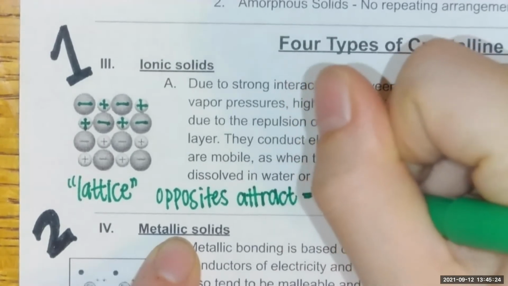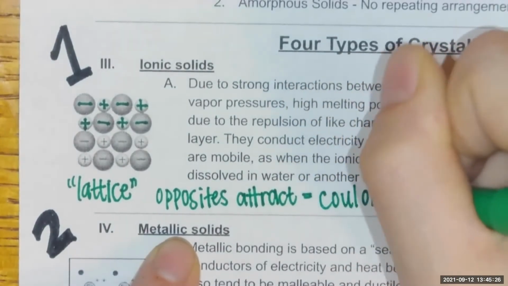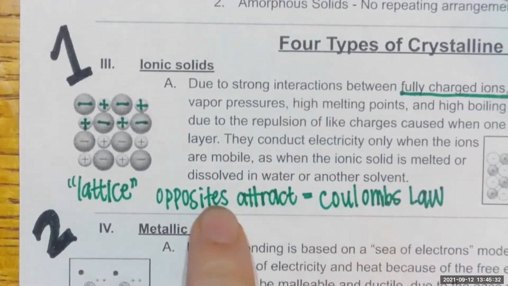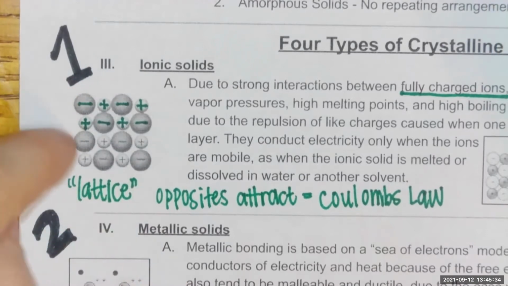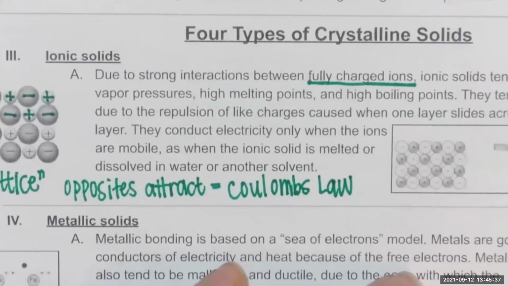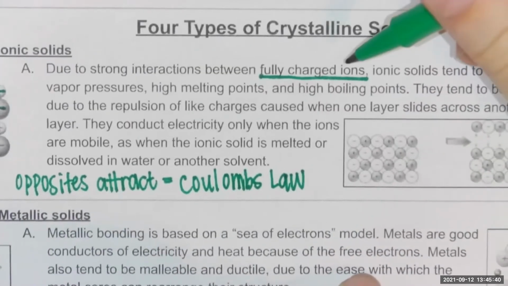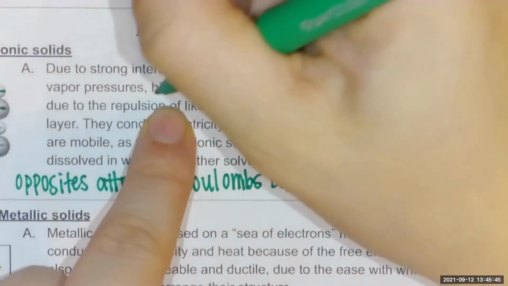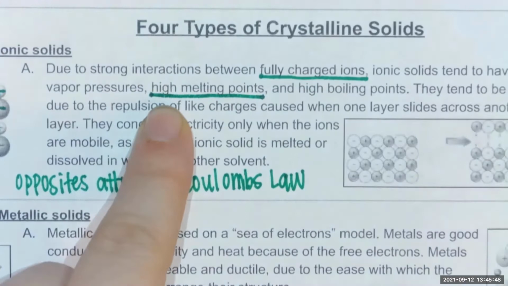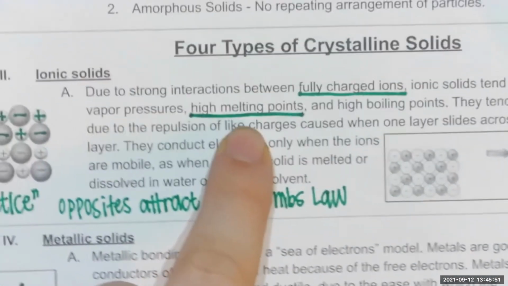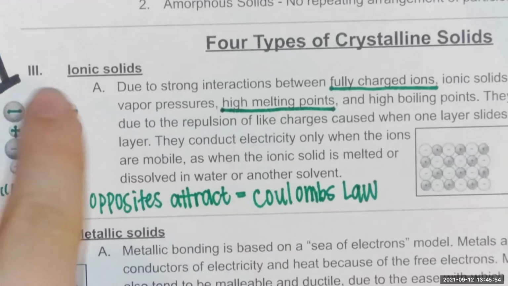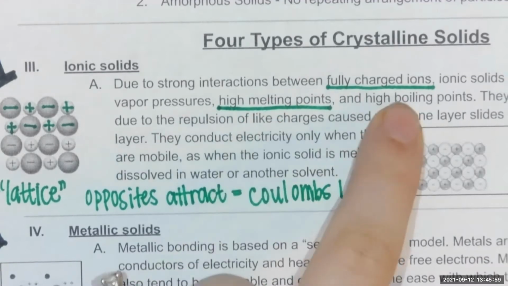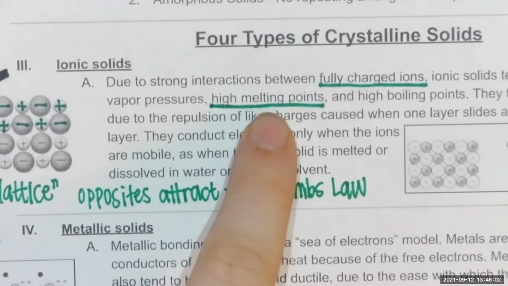That's what Coulomb's law says. Opposite charges attract. So this is very well held together. Due to the strong interactions between fully charged ions, ionic solids have low vapor pressures and high melting points. That makes sense. You have to put in so much energy to get this to come apart. So we're going to have to put in a high amount of heat to get it to melt or boil, but probably just working on melting first.